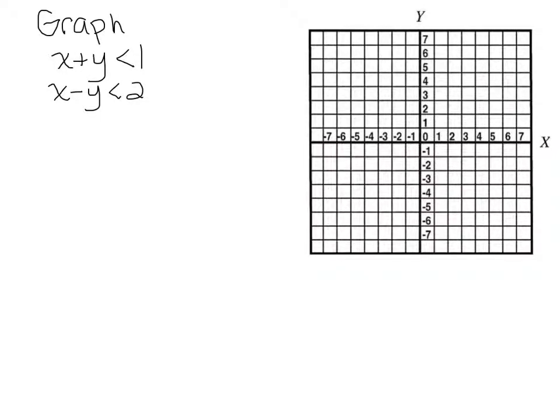In this example, we're going to graph a system of inequalities. Let's graph each of these lines first. The easiest way to graph these lines is by using the x and y intercepts.